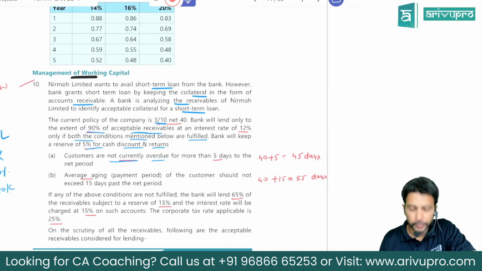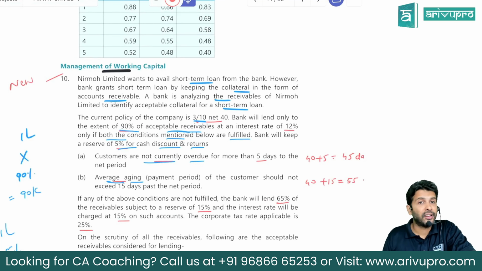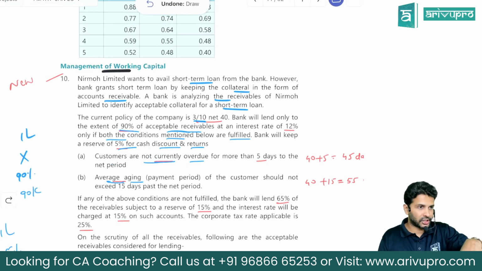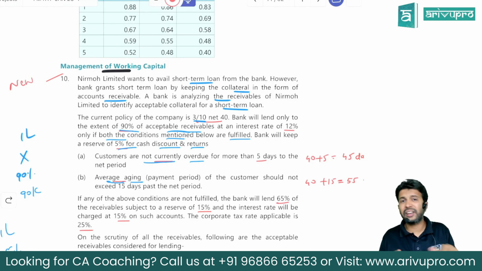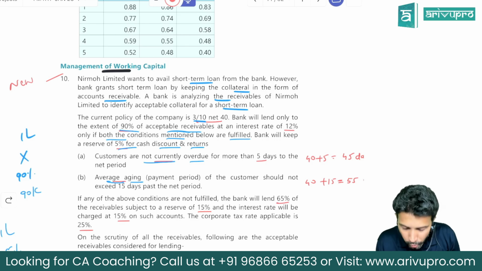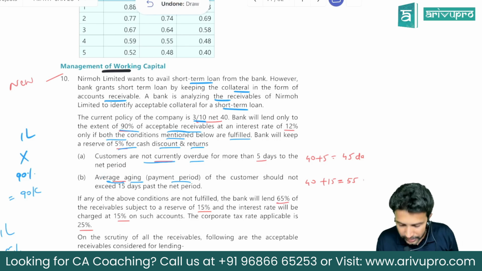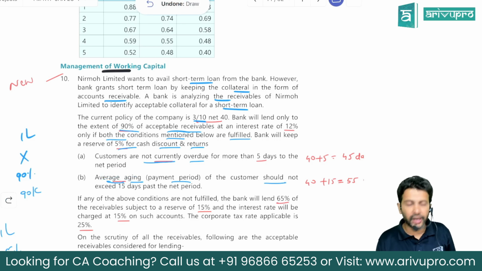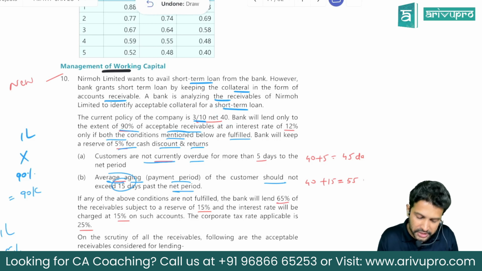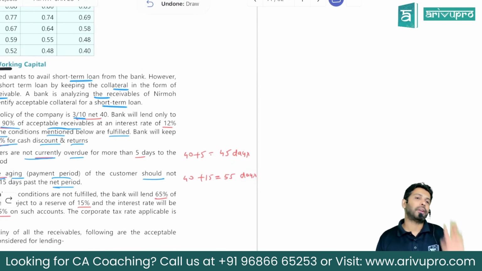Now one more: average aging. One, they are considering the current aging. Sometimes what will happen? Every debtor will not buy from us every month. Some will buy once in 2-3 months. And the bank will give this loan on a regular basis. So they have kept one more condition: average aging, meaning the payment period of the customer should not exceed 15 days past the net period. The net period is 40 days. 15 days past that means what number? 55 days. Current outstanding should not cross 45 days. Average outstanding should not cross 55 days. Okay, those are the two conditions they have put forth.